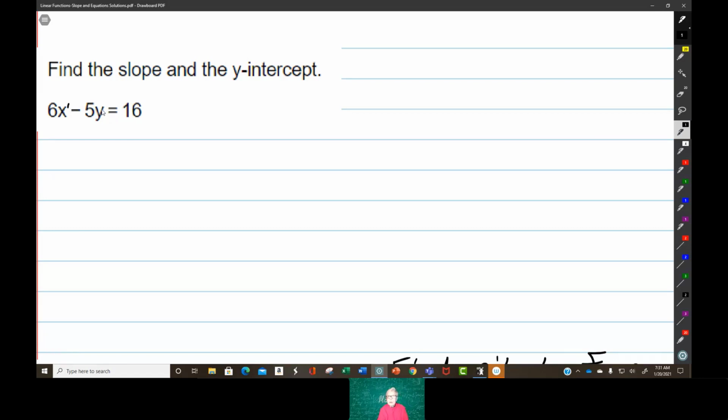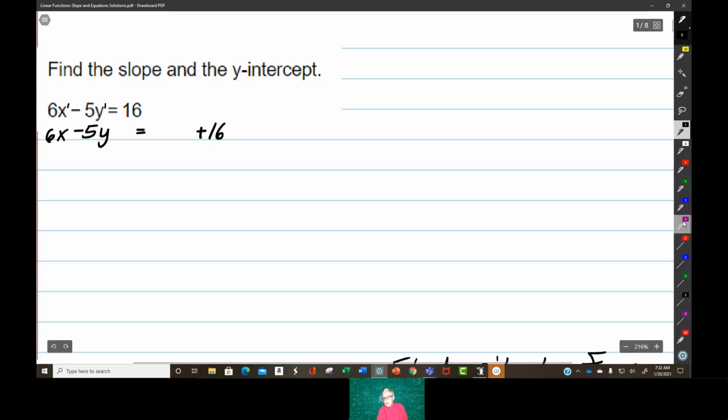And the y, because you don't see a power, an exponent, is to the invisible 1 power. That means it's a straight line. And we have to find the slope and the y-intercept. We do that by solving for y. Okay, so I'll have 6x minus 5y equals plus 16. It's positive, so I put a plus.